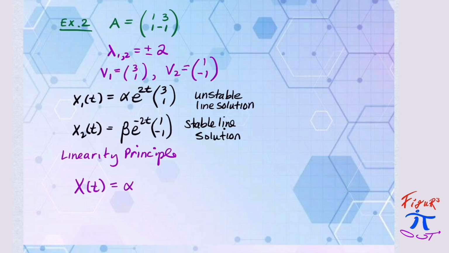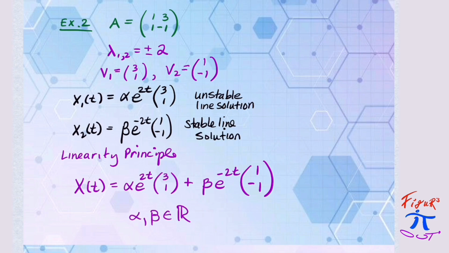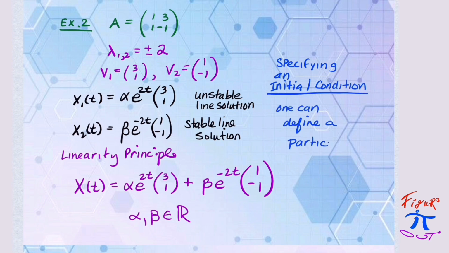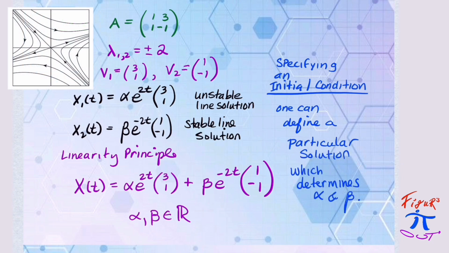These two solutions together as a linear combination will form our general solution, and alpha and beta would be constants determined by some initial conditions. So if we specify some initial conditions, we can define what alpha and beta are and get a particular solution. One notices that this is also a saddle phase portrait, but the vectors are no longer along the x and y axis directions.